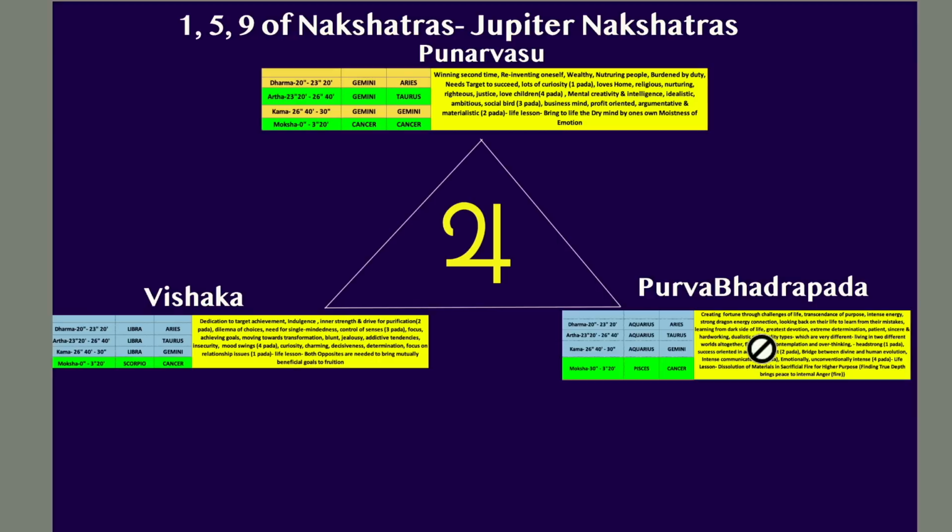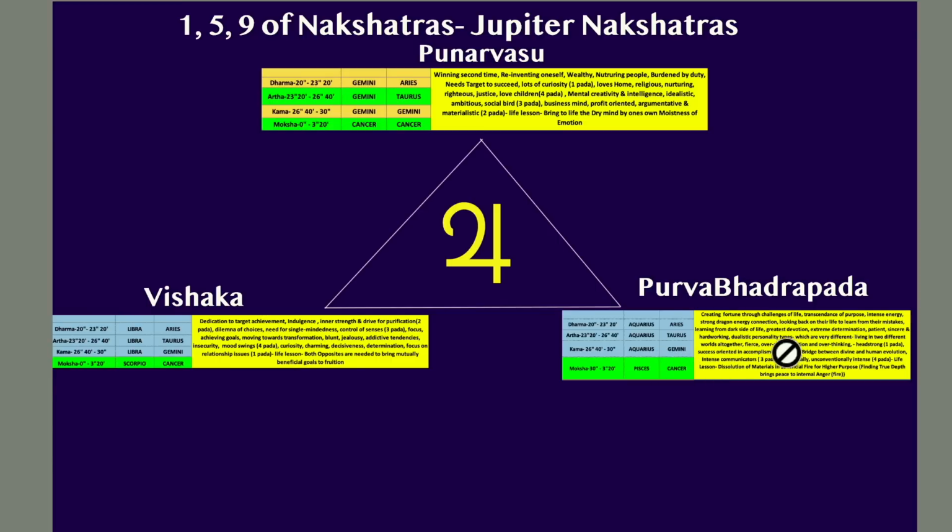In Purva Bhadrapada, it goes from Pisces to Cancer. Therefore, Purva Bhadrapada life lesson centers around dissolution of materials in sacrificial fire for higher purpose. Dissolution is all Pisces, the 12th house. You see where I'm coming from. Therefore, here it becomes about dissolution, leaving material plane behind in order to find the moksha that you are seeking.